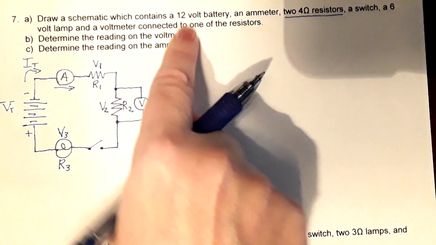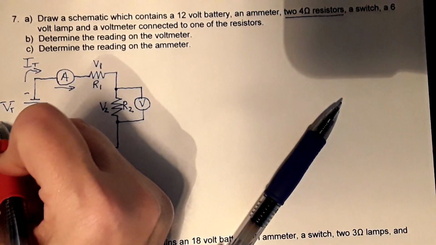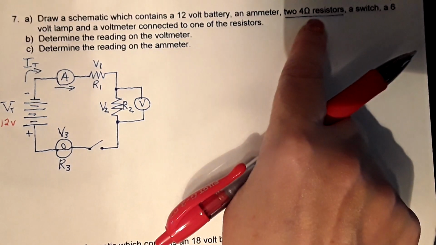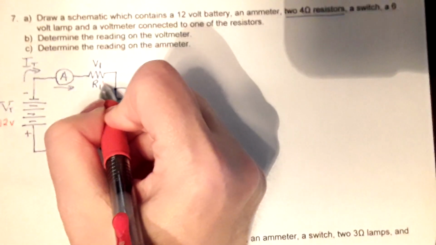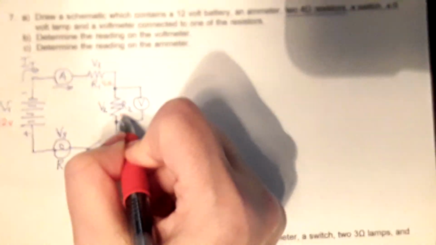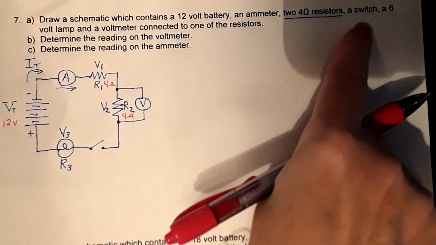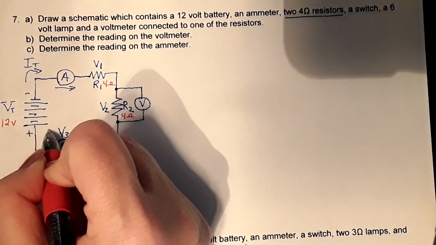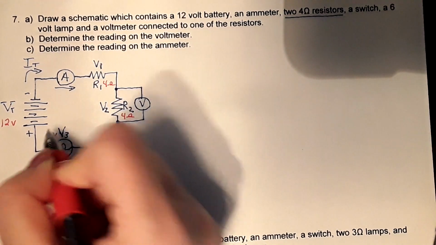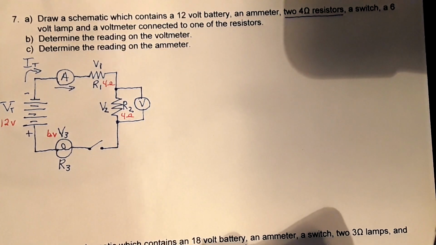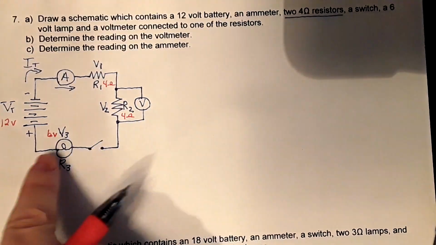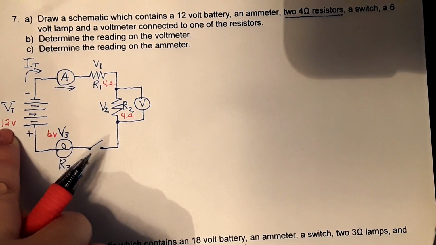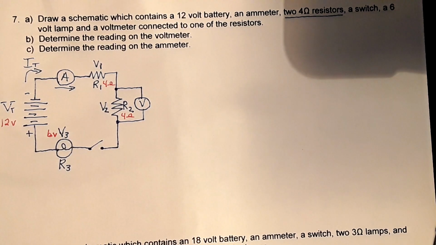Now, notice it said that's a 12-volt battery. So we know this is 12 volts. Okay? We have 2 4-ohm resistors. That's the resistance. So we know this is 4 ohms and this is 4 ohms. We have a 6-volt lamp voltage. That's the V. So that's 6 volts right there. But we don't know the resistance yet. That's okay. So we know the R's here, and we know the V here, and we know the V there. Okay? Now, we've done the diagram.